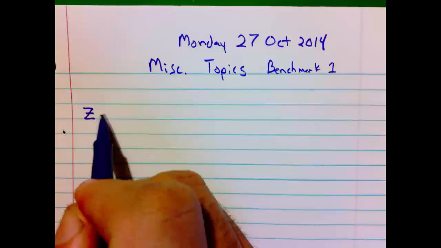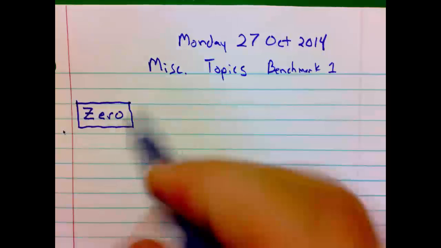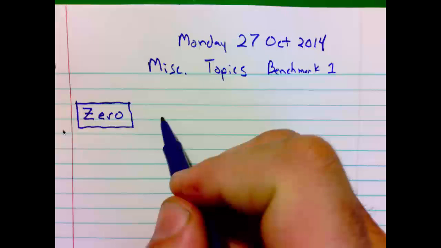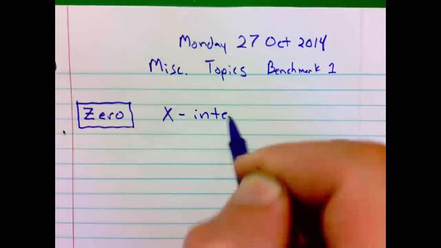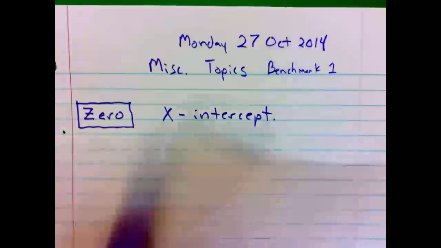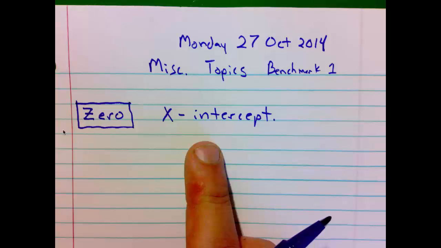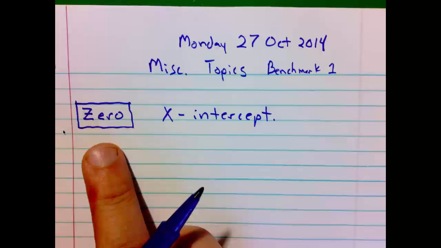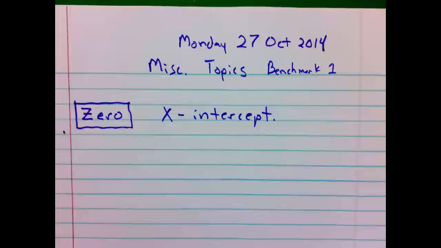All right, one definition that we need is zero. And in algebra, when we use the term zero, in addition to meaning the number zero, it will refer to the x-intercept. Zero is an x-intercept. As we know, at both of the intercepts, there is a zero involved, but the term zero refers to the x-intercept. Zero means x-intercept.